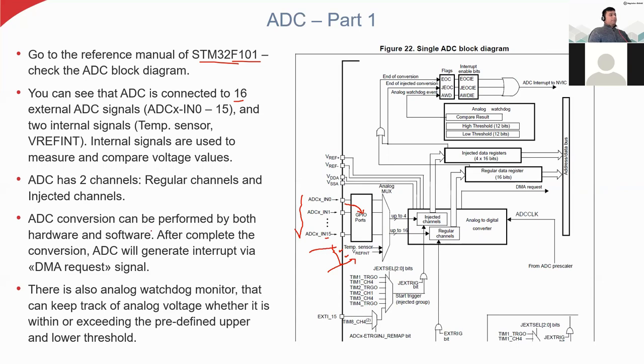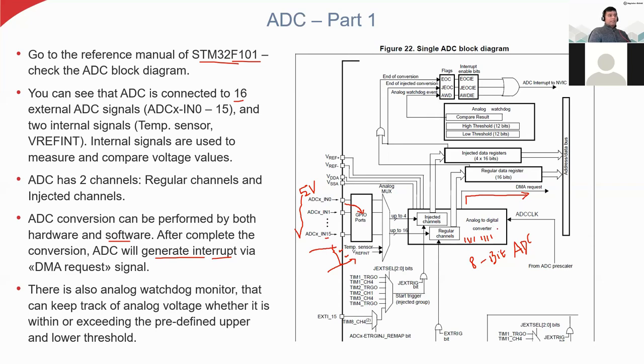So ADC conversion can be performed by both hardware and software. And after completing the conversion, this ADC will generate an interrupt via DMA request signal. So for example, this is the ADC converter. It has completed the analog to digital conversion process, and then it will generate a DMA request, direct memory access. For example, I am sending a 5 volt analog signal here, and it is already converted into a digital value. So now it's 1111, if I use an 8-bit ADC. So this 5 volt, I convert into these digital numbers.